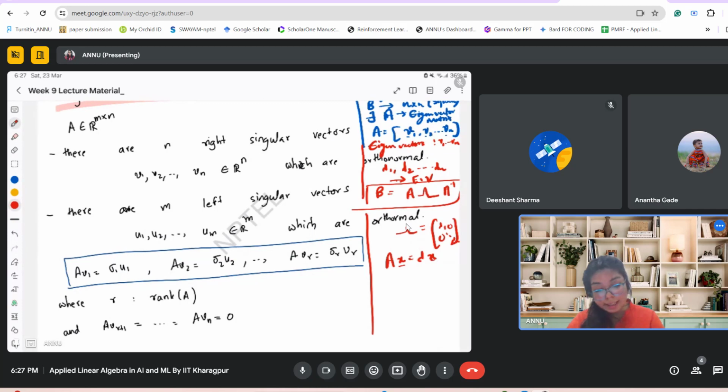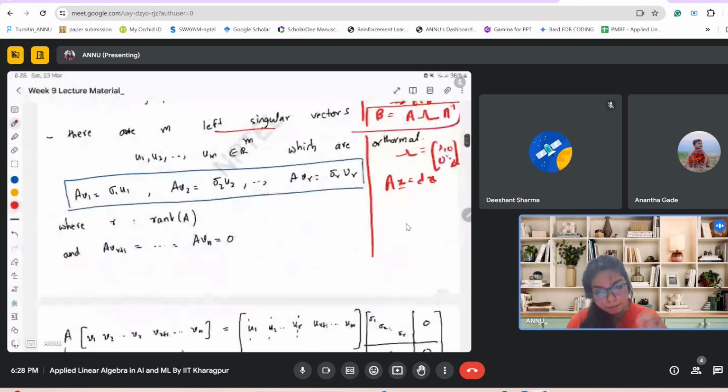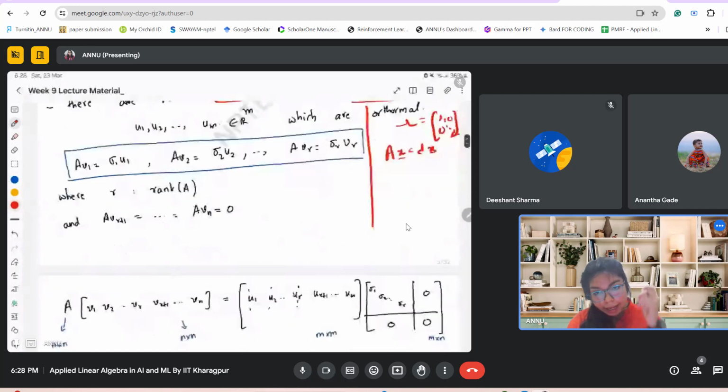So what is right and what is left, how to see and how to predict, let us know. Why is it right and left? Because here it will go to the left inverse. That's why it is written this is right, and this is left. Anyway, we will see. Here r is the rank of the matrix A.